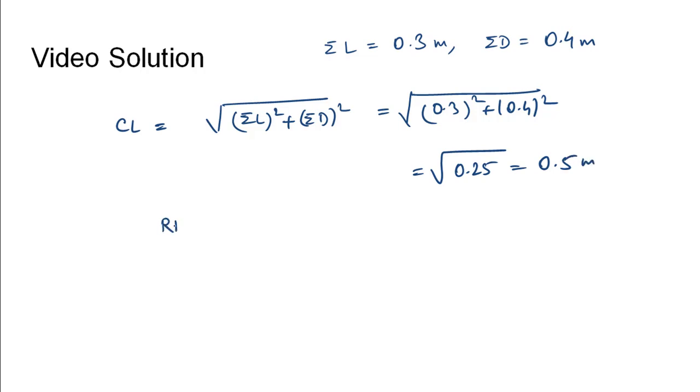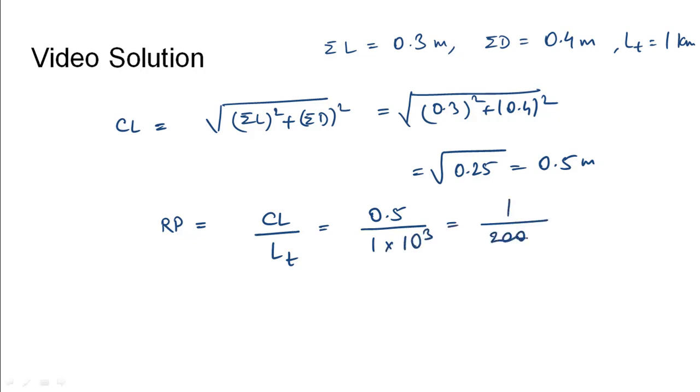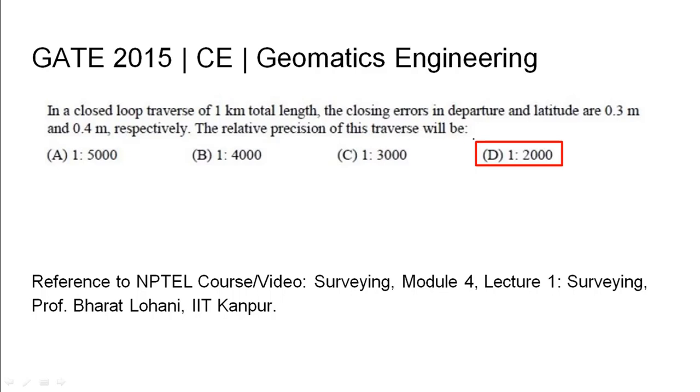As we have seen, the relative precision will be equal to closing error by length of traverse. So closing error was found as 0.5 meter and the length of the traverse is mentioned in the problem statement as 1 kilometer. So we will consider this in meters, so that would become 1 into 10 cube. This can be written as 1 by 2000 or 1 is to 2000, which is our relative precision. So the relative precision of the traverse was found out as 1 is to 2000, that is option D. The relevant NPTEL reference has been listed.